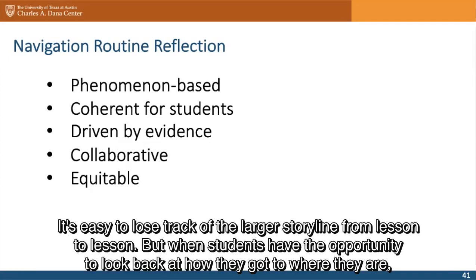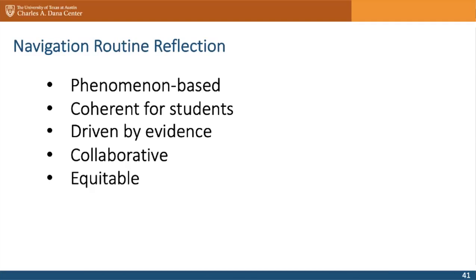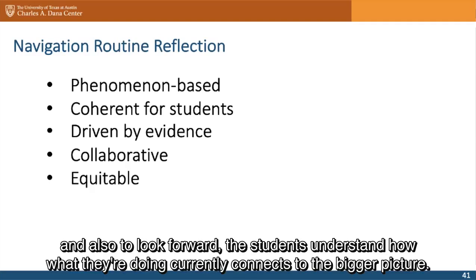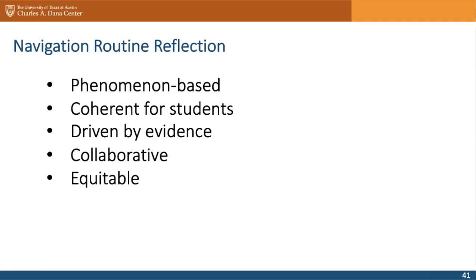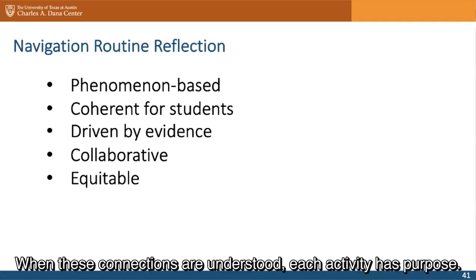It's easy to lose track of the larger storyline from lesson to lesson, but when students have the opportunity to look back at how they got to where they are, and also to look forward, the students understand how what they are doing currently connects to the bigger picture. When these connections are understood, each activity has purpose.